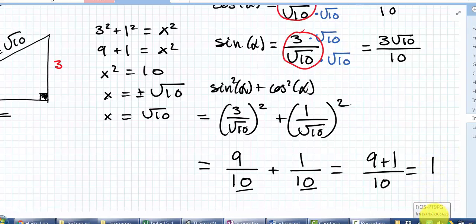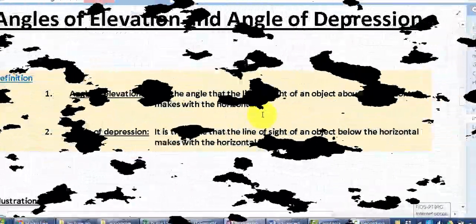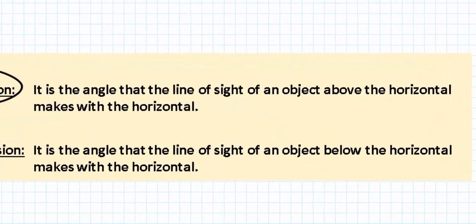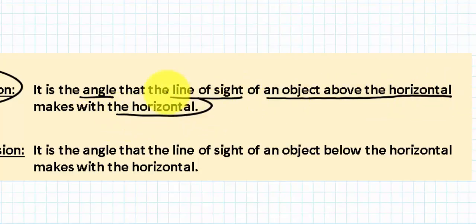Okay, we're done with the first type of problem. Let's go over the definition of an angle of elevation and an angle of depression. Let me quickly go over the definition. An angle of elevation, first, is an angle that the line of sight of an object above the horizontal makes with the horizontal.